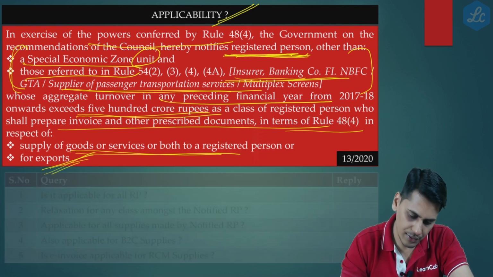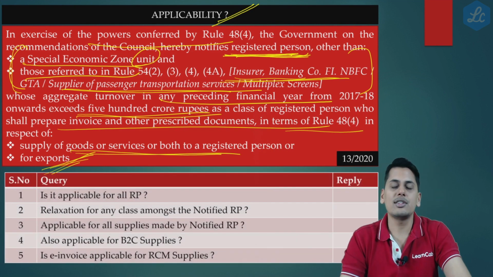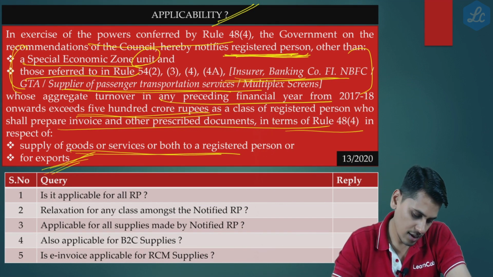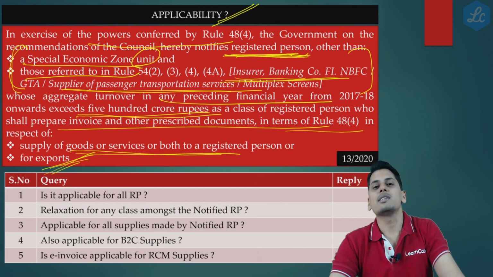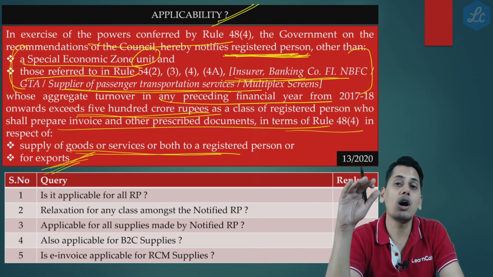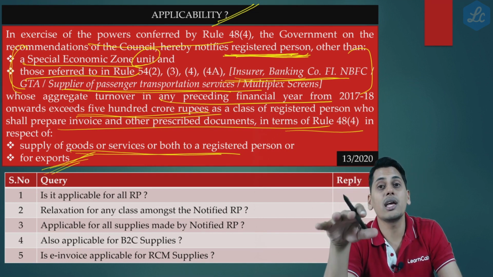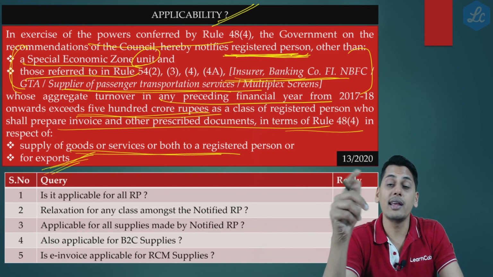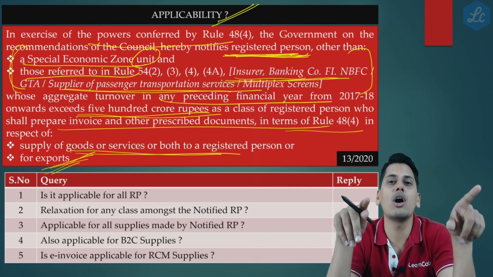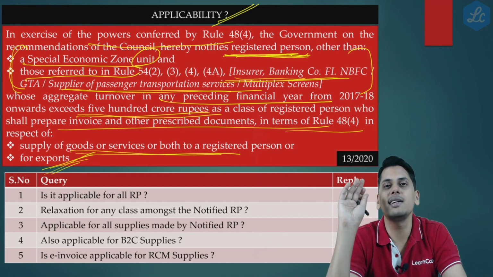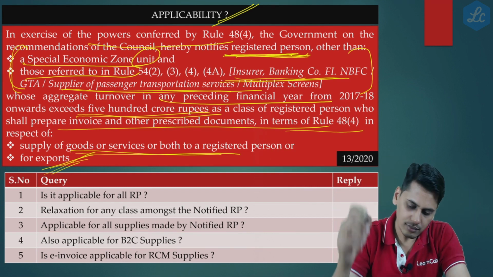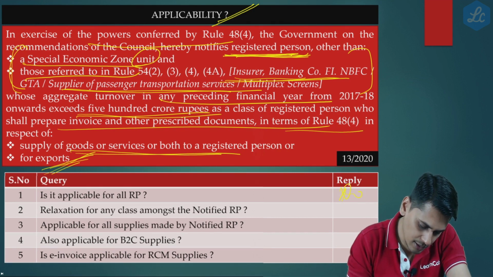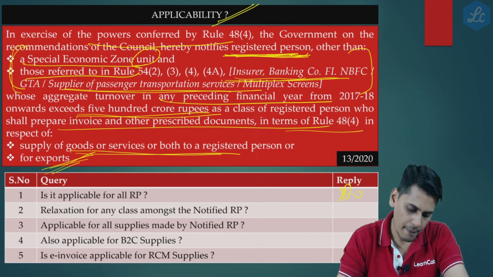Now friends, let's take a few questions just to analyze whether this notification has synced in your mind or not. Is it applicable to all registered persons? The answer is no. It is not applicable to all registered persons. It is applicable only to those registered persons whose aggregate turnover in any preceding financial year from 2017-18 onwards has exceeded 500 crore rupees.